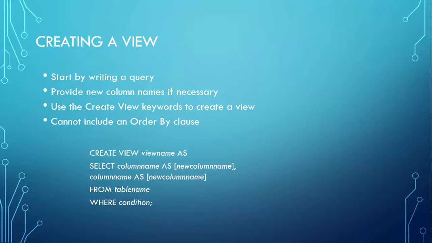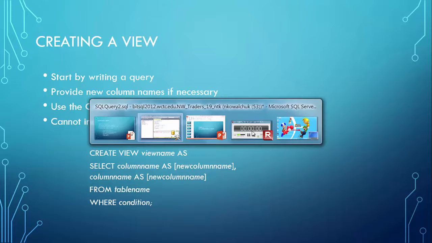Views are really simple to create. We start by writing a query. We can add column aliases if we want. And then at the top of that query, we put 4 words: create view, some name for that view, and the word as. And that creates our view. The only caveat with this is we cannot have an order by clause in the query that we use to create our view. So let's go ahead and create a view.